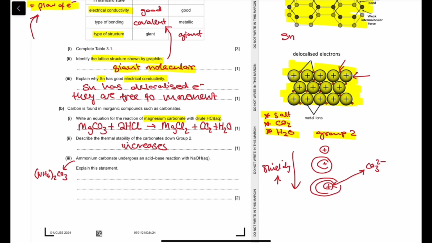It says here, ammonium carbonate undergoes an acid-base reaction with sodium hydroxide. Explain the statement. So this is actually the formula for ammonium carbonate. It consists of NH4+ ions. NH4+ ions are capable of donating H+ ions. So NH4+ donates hydrogen ions. Therefore, it acts as an acid, and the OH- ions accept these hydrogen ions, acting as a base.